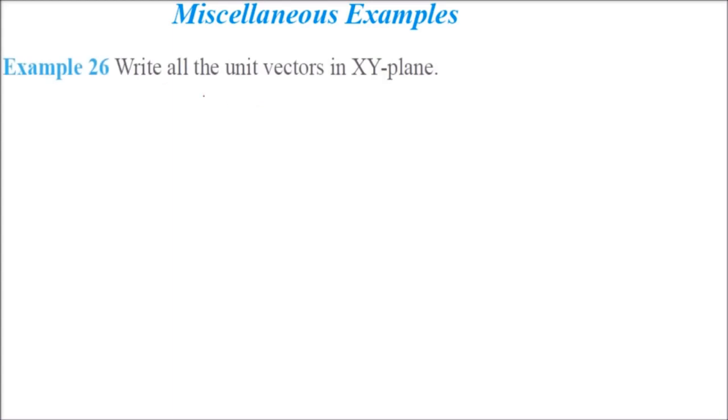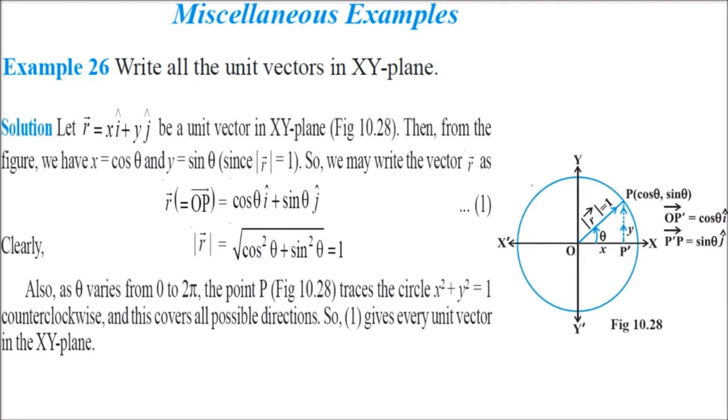Here we are discussing the miscellaneous examples. Write all the unit vectors in the xy plane. So what are the unit vectors in the xy plane? Whenever we are talking about the xy plane, z is equal to 0.